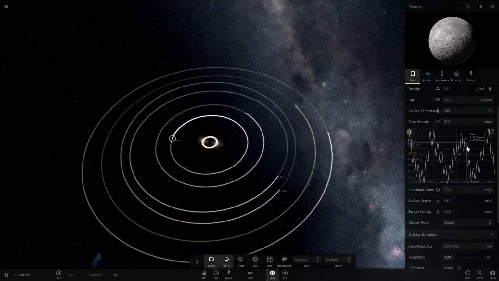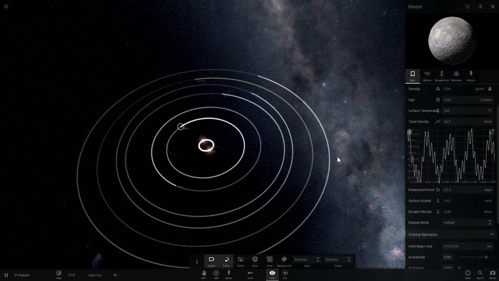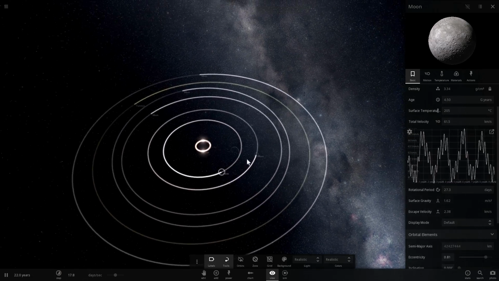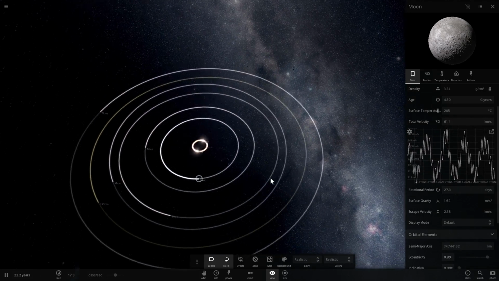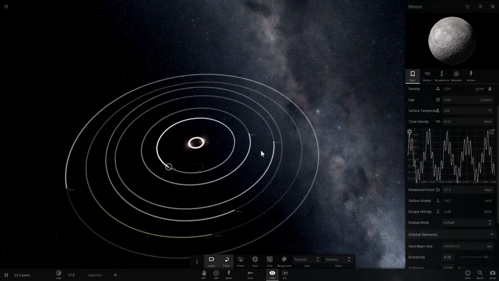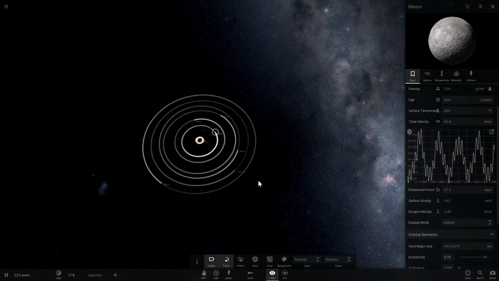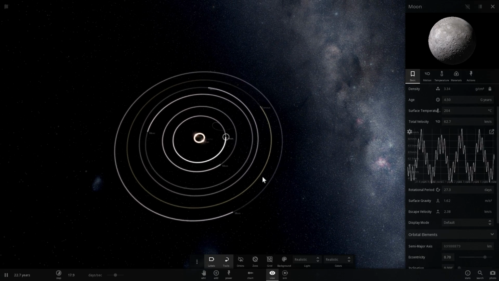So with time, this will actually change to the point where it might either get ejected or end up in a very eccentric orbit, but it may actually stay here for millions and billions of years. So like I said, it is quite unpredictable, and it would be very difficult to estimate or predict what's going to happen to each of these moons and planets in the future.